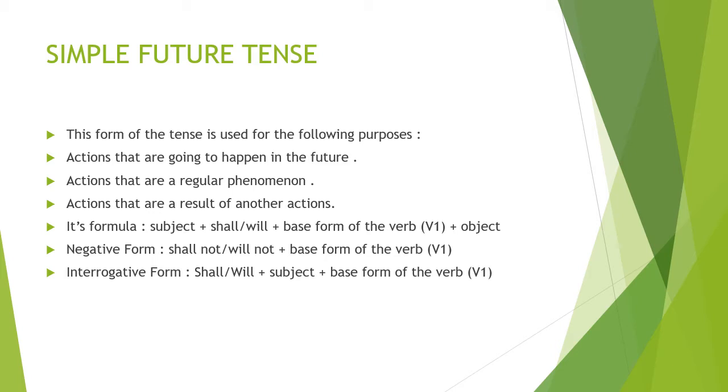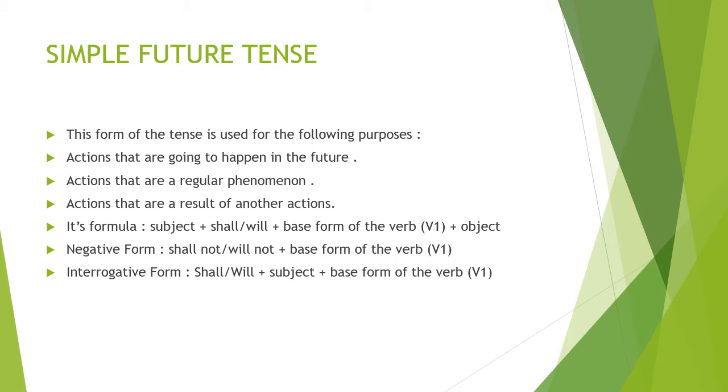How can you form the negative sentence in the simple future tense? You have to add just not with shall or will. Shall and will are the helping verbs or auxiliary verbs. You have to add not with it, plus the base form of the verb. Base form means first form of the verb. Then the interrogative form, how can you form it? You have to take the helping verbs in the beginning, shall or will. After that you have to add the subject, then again the base form of the verb or first form of the verb.